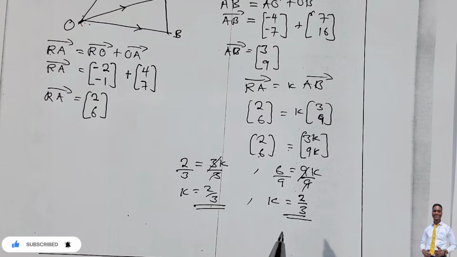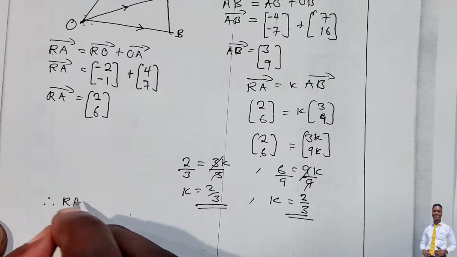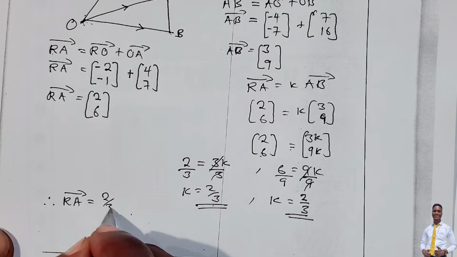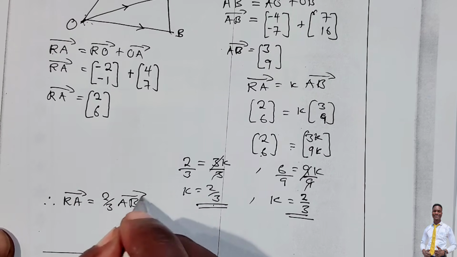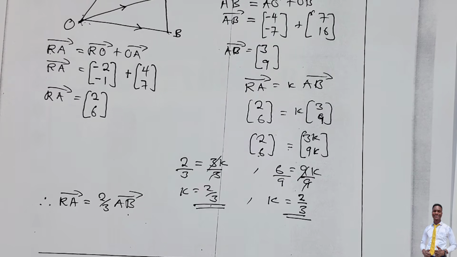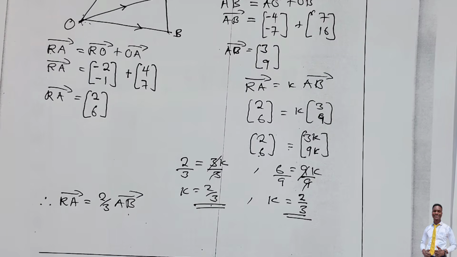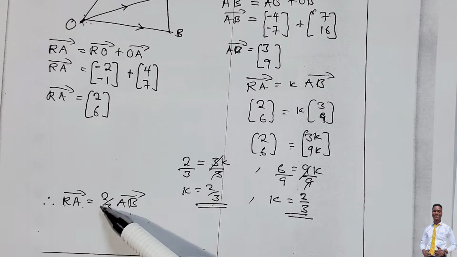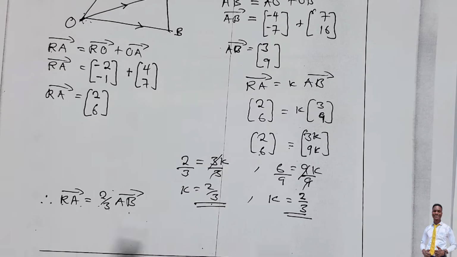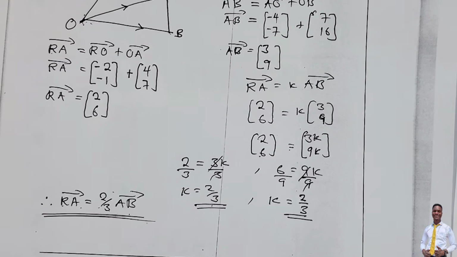Having this, we can say therefore RA is equal to, what is K? We've found K, so we can substitute 2 over 3 times AB. You have shown collinearity, and this is the answer. Since RA is equal to 2 over 3 times this vector, and they share the same point, they are collinear. So you have shown it. This is the answer. Thank you so much.